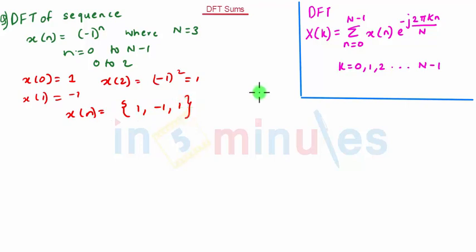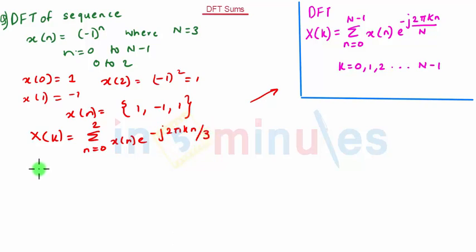So we'll apply the definition of DFT. So we get the formula as X of k is equal to summation n is equal to 0 to 2 x of n e raised to minus j 2 pi kn by 3.